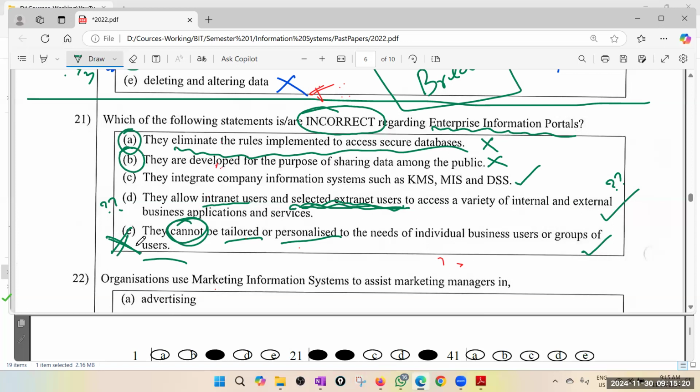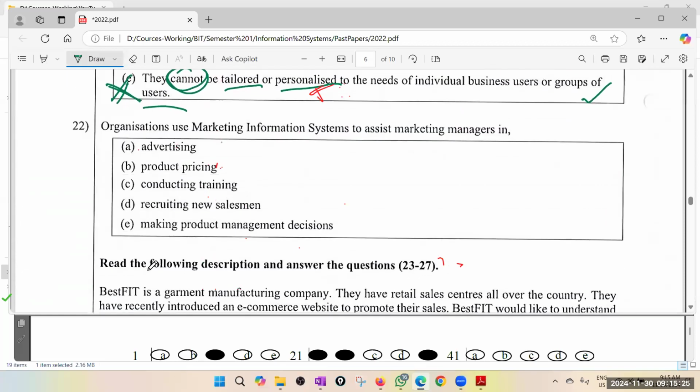Right, 22. Organizations use marketing information systems. So that is to help decision making, planning, marketing related things. To assist marketing managers, yes, of course, a marketing information system is to assist marketing managers. Advertising, yes, advertising is something related to marketing. I will go for that. Product pricing, pricing is also usually part of marketing because the marketing department decides the price, competitive prices. Yeah, maybe I'll go for that.